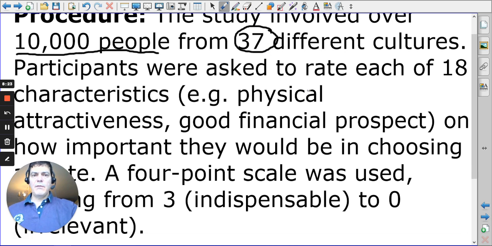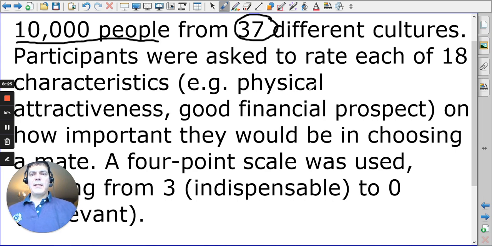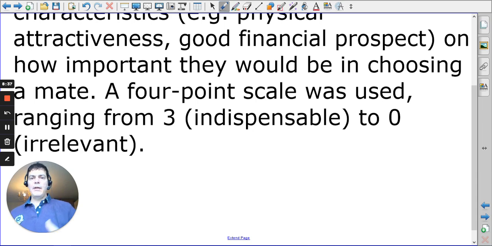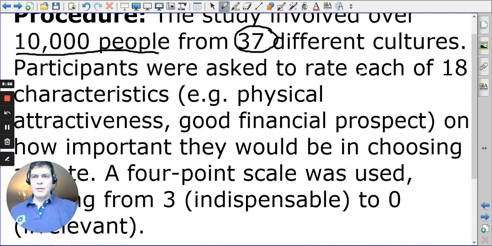Okay, and they were asked to rate particular characteristics, and there were 18 characteristics. For example, a characteristic could be physical attractiveness. Then they had a 4-point scale, and the scale was obviously 3 is indispensable. So I might say physical attractiveness is a 3. And then I might look for good financial prospect. I might say 0, it's irrelevant. I'm sorry, that's sounding quite sexist there, but I'm just saying that that's how people might potentially choose.